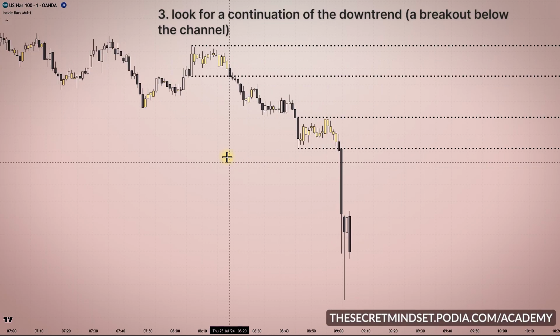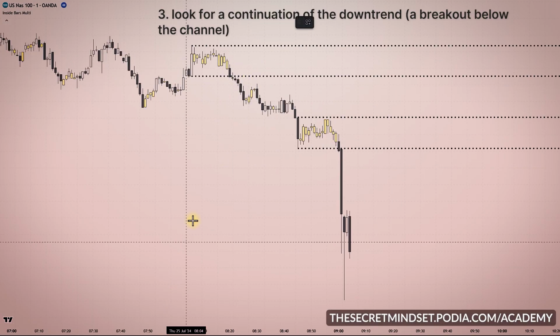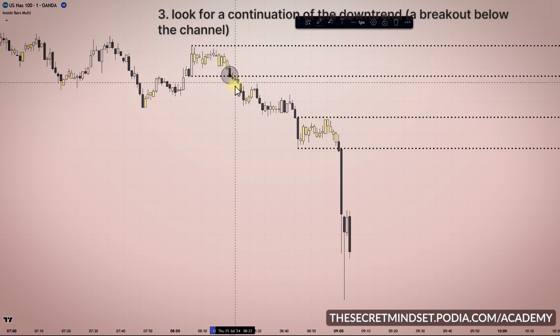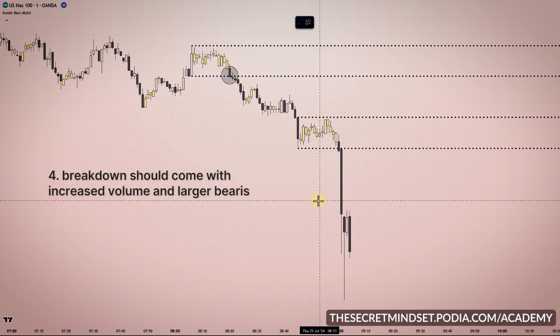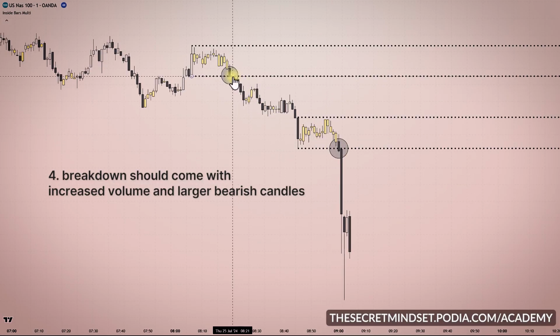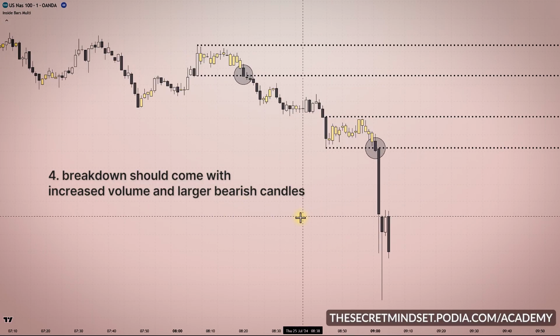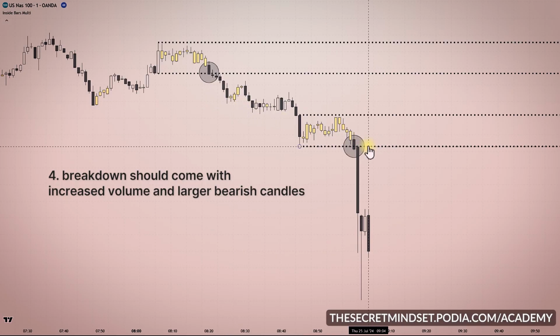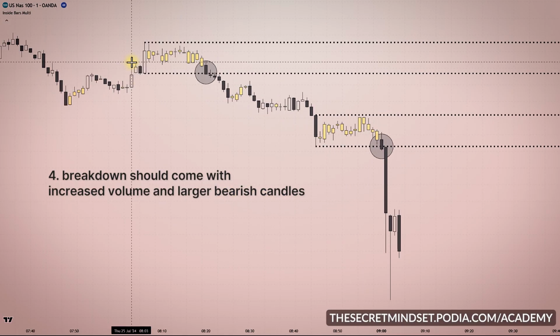A short signal would trigger if price breaks down below the low of the institutional candle. This breakdown should come with increased volume and larger red candles. For confirmation, you can wait for a small pullback. You're essentially looking for a weak attempt at an upward move that fails to gain traction.